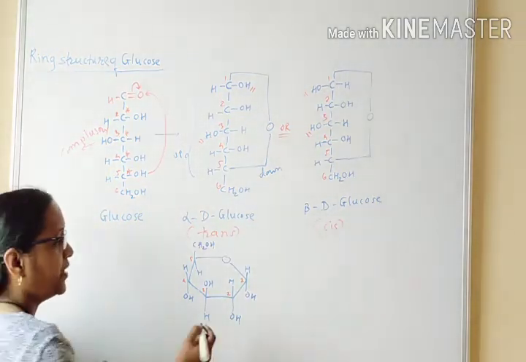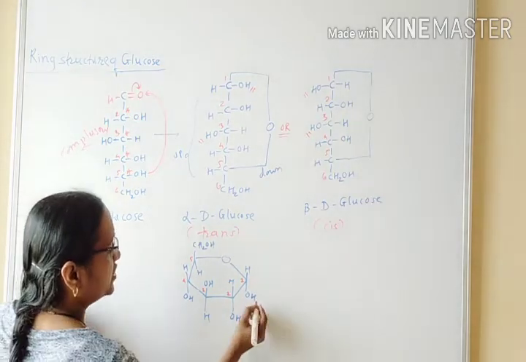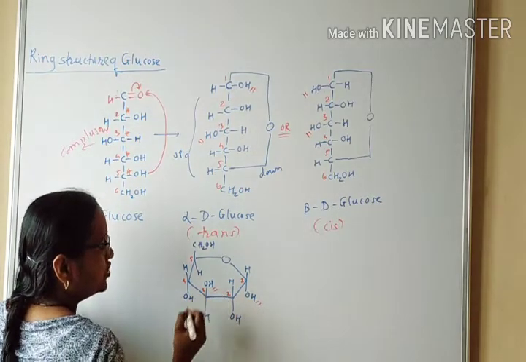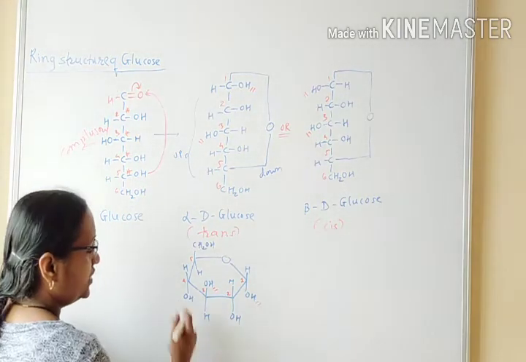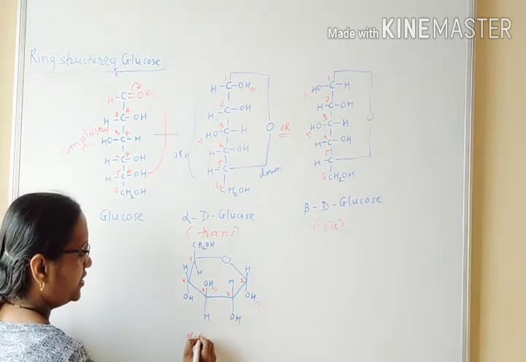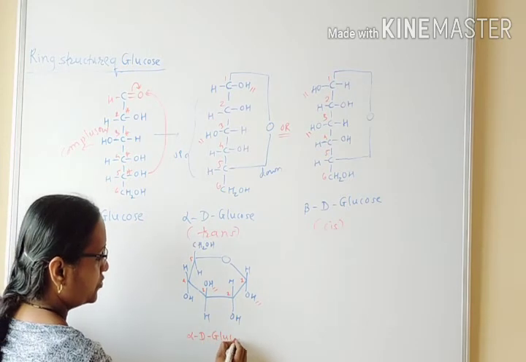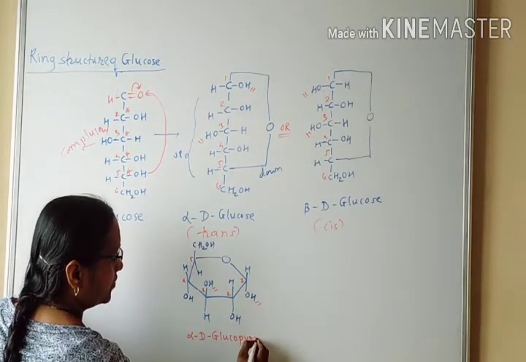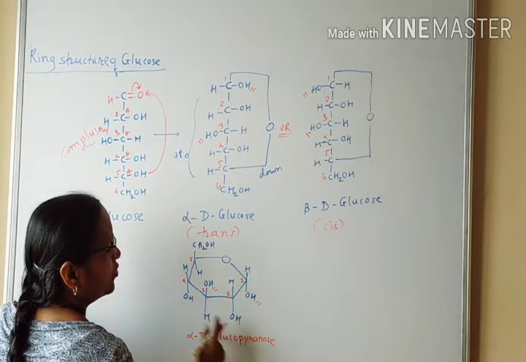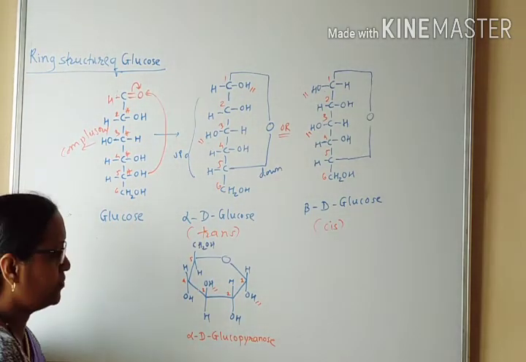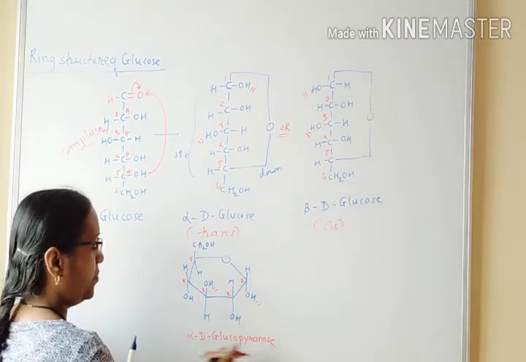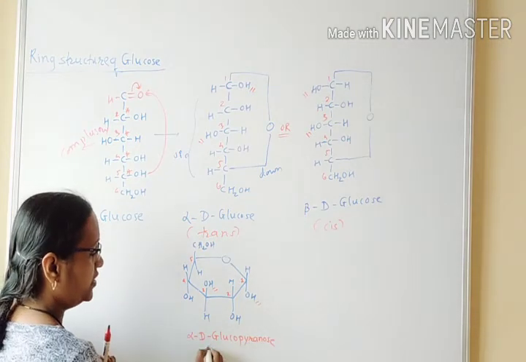Now here the OH of the first carbon atom and the OH of the third carbon atom are opposite to each other. So that forms alpha D glucopyranose. Pyranose, why? Because a 6-membered heterocyclic ring is formed. So this is alpha D glucopyranose. It is also called the trans.